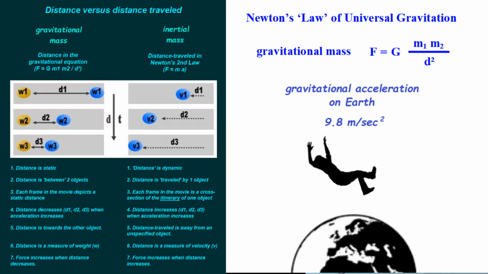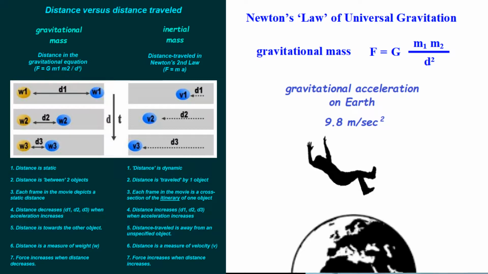Number 5, distance is towards the other object. In other words, the objects are coming together. The closer they are together, the stronger the force. Here, the distance travels away from an unspecified object. The faster it goes, the more force it has.